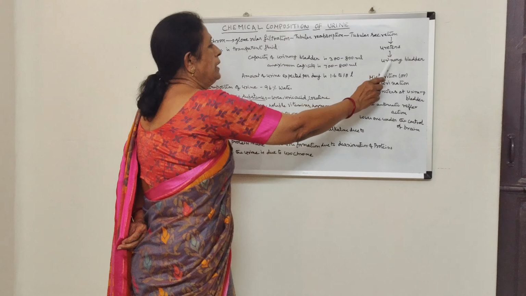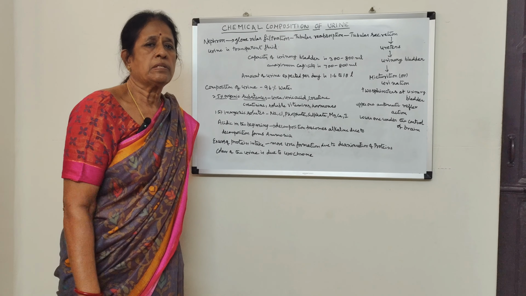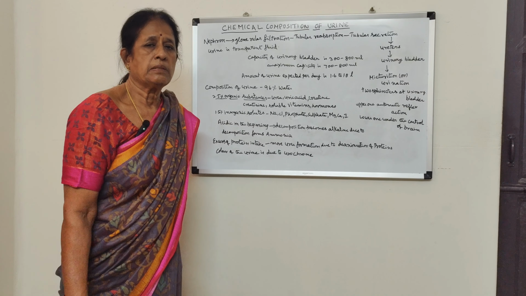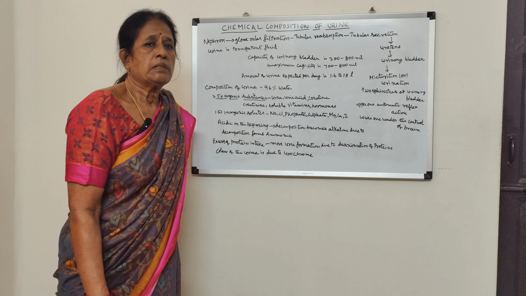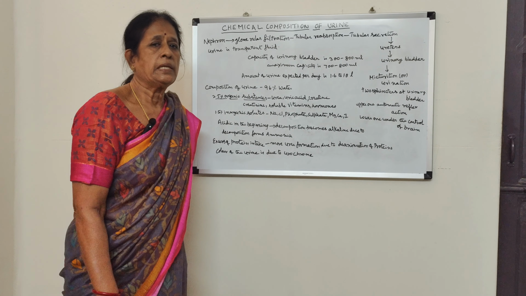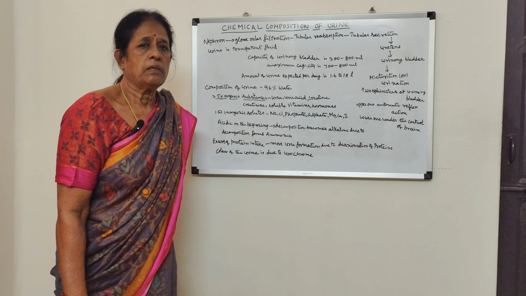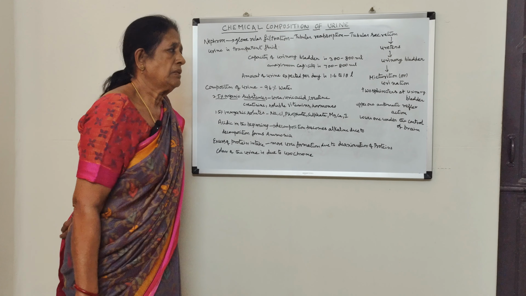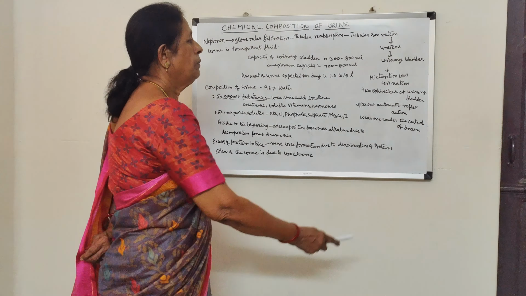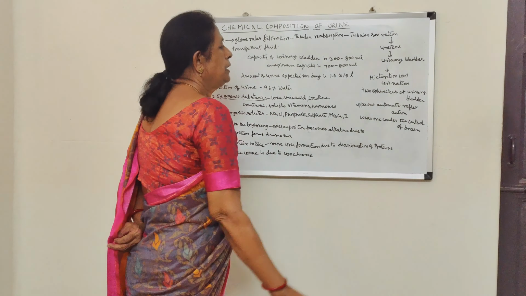Then it passes through the urethra. So the urethra is shorter in females and longer in males. It means 4 centimeters in the case of females and 20 centimeters in the case of males. The urethra is separate in females, whereas in males it is the urinogenital duct. That means the reproductive tract and the urinary duct, or urethra, open at the same place, the urinogenital duct. So from the urethra it is sent out of the body. That process is called micturition or urination.